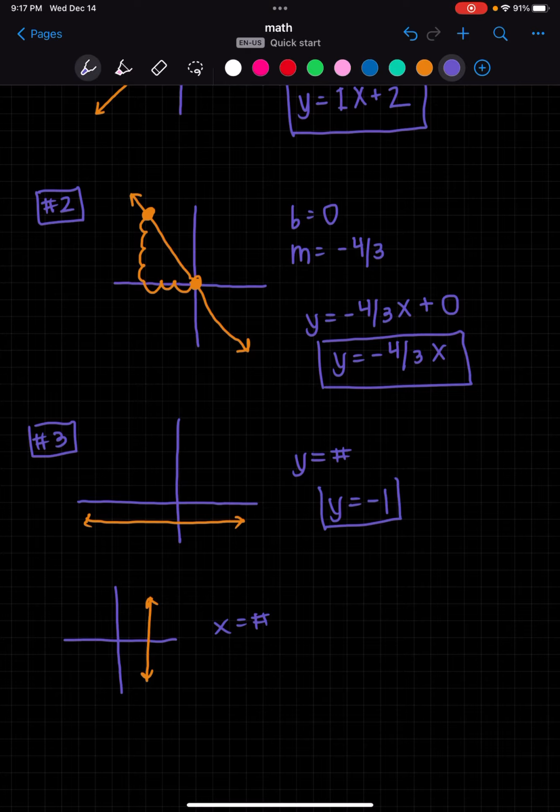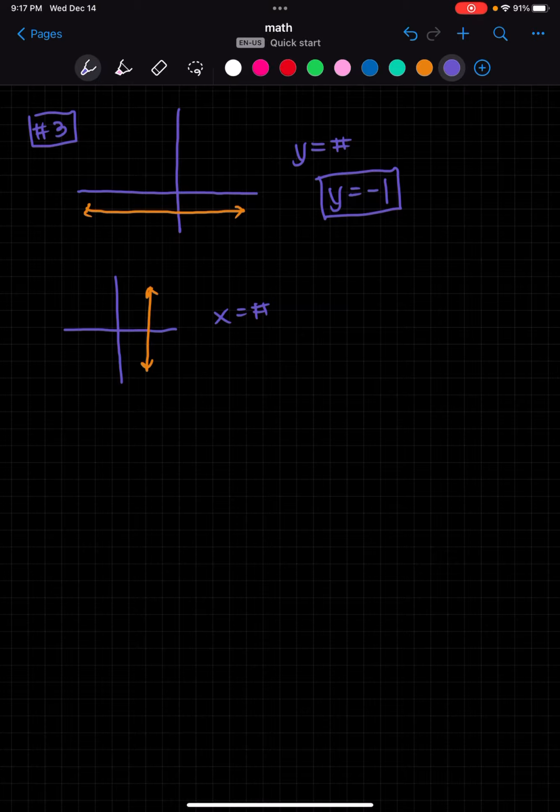And that is my final answer. That's the simplest version. There's no slope. It's just y equals -1. And like I said on this bottom graph, if you have a straight vertical line, you do the same thing, except instead of finding where it crosses the y-axis, you find where it crosses the x-axis. Okay, last example is number 4.